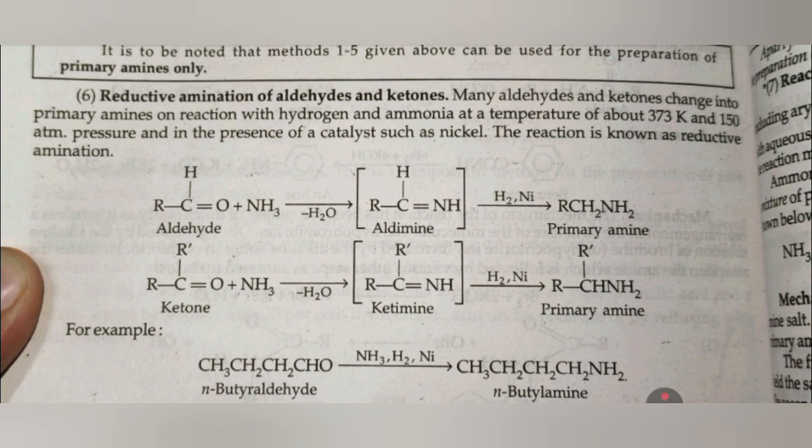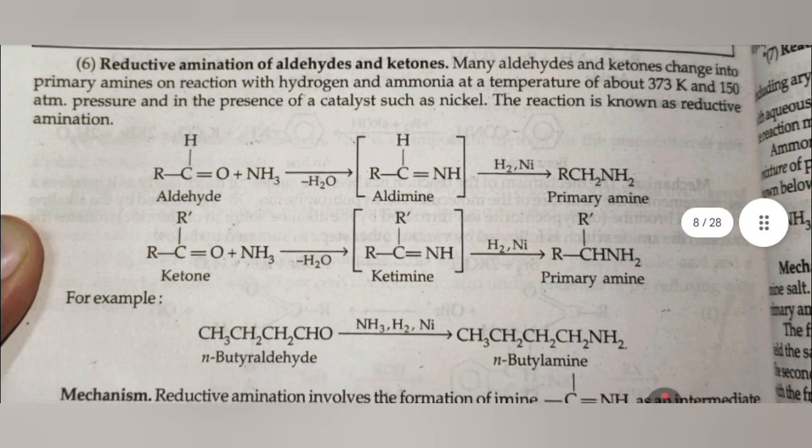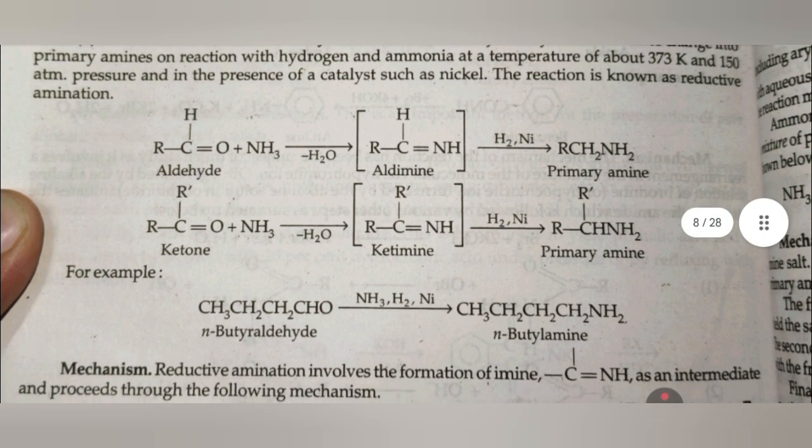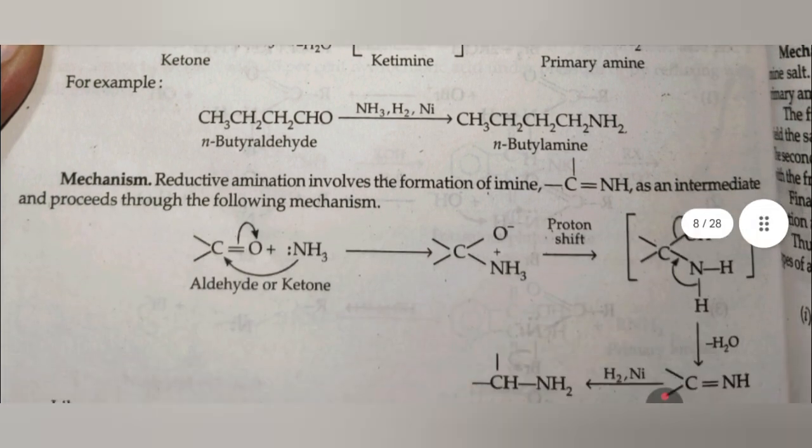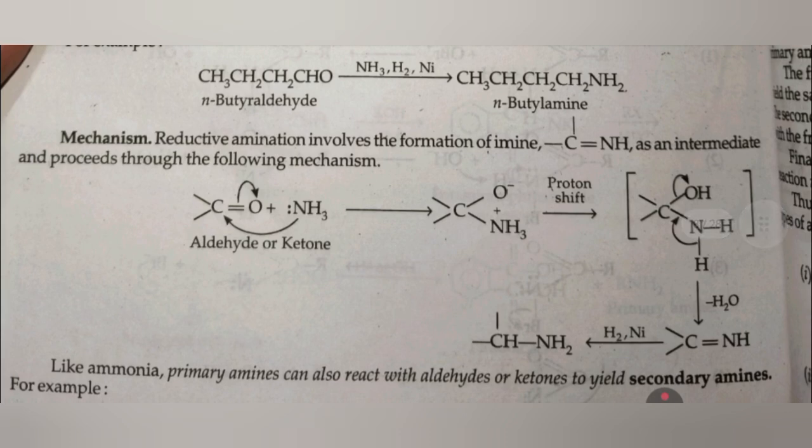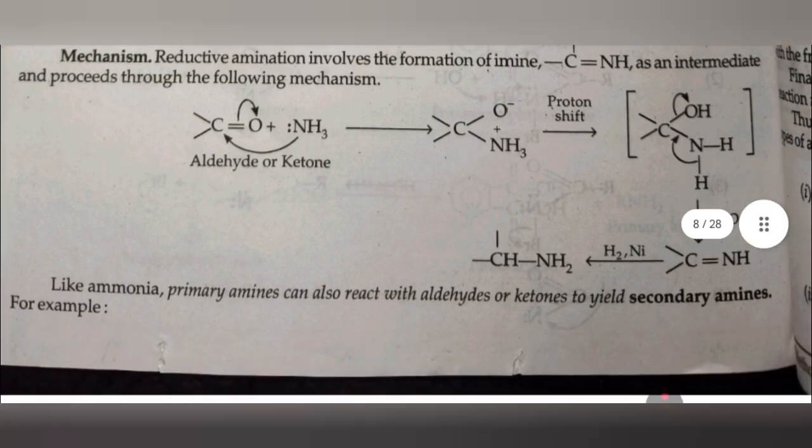Many aldehydes and ketones change into primary amines on reaction with hydrogen and ammonia at a temperature of about 373 Kelvin and 150 atmosphere pressure, in the presence of catalysts such as nickel. The reaction is known as reductive amination. Mechanism. Reductive amination involves the formation of imine as an intermediate and proceeds through the following mechanism.